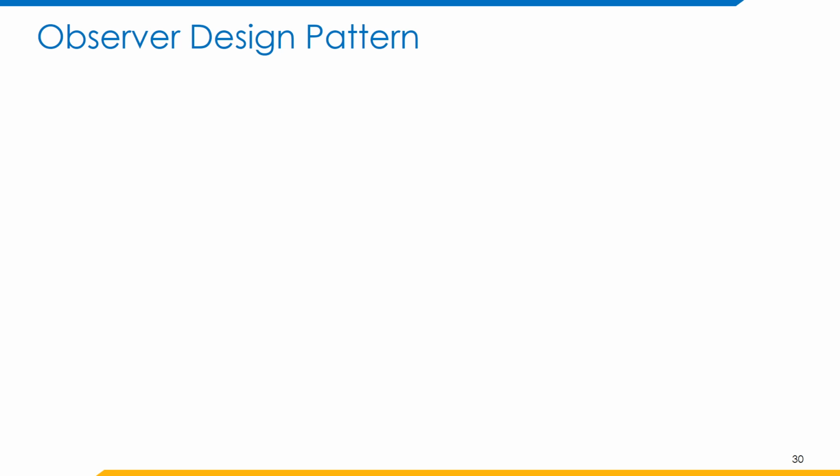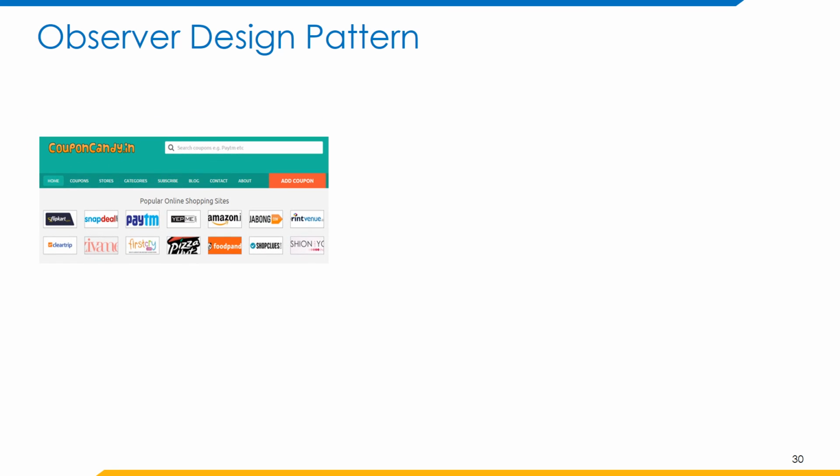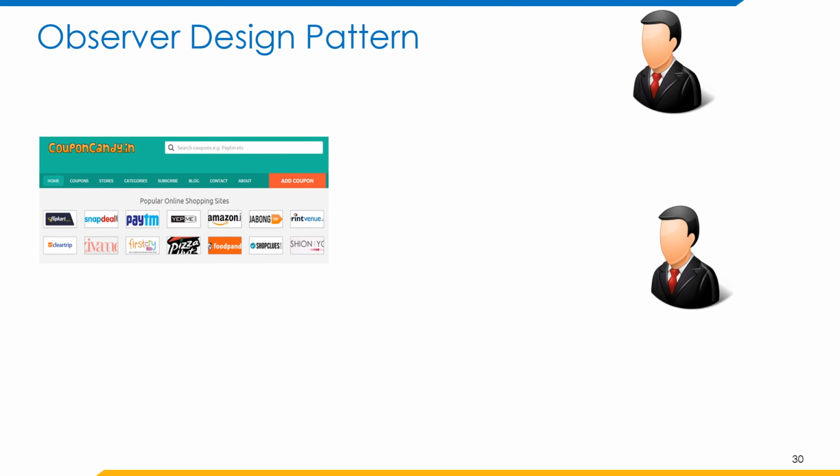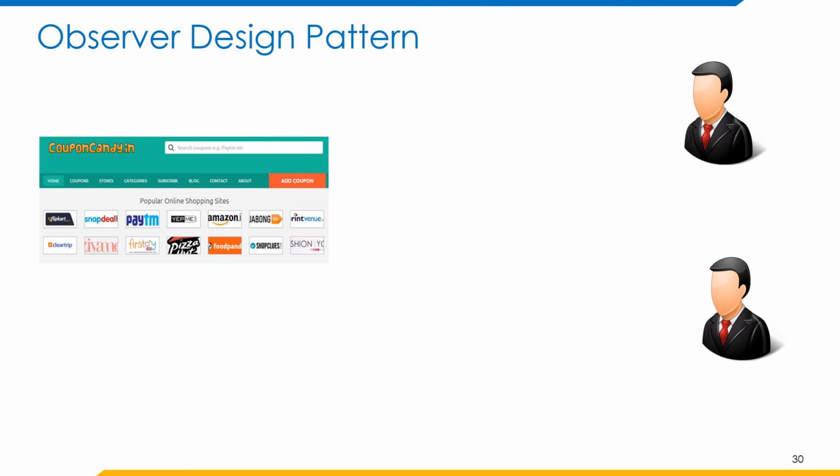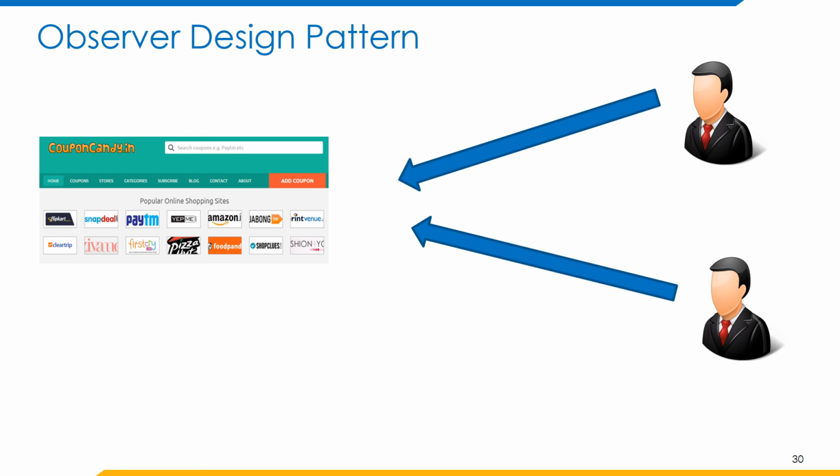It defines a one-to-many dependency between objects, so that when one object changes state, all its dependents get notified and updated. The scenario is something like this: there is one object, a website, and all the users get a notification whenever any new update comes on this particular website.